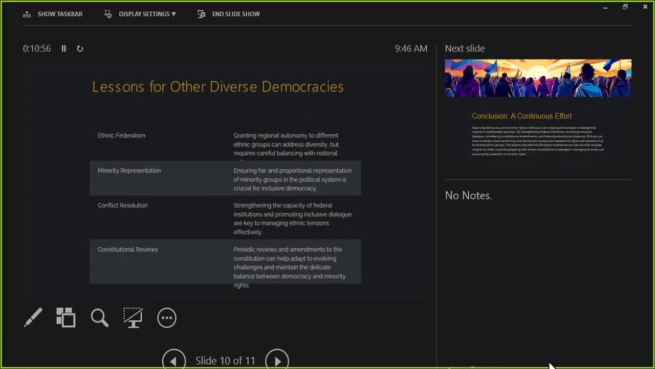Lessons from diverse democracies. I have listed ethnic federalism, minority representation. Minority representation is very critical, as I said before. Conflict resolution: as we are diversified on different ethnic bases, conflict always occurs, so we have to resolve that. Constitutional reviews: if it is necessary, we have to review the constitution to resolve conflicts, and that's what I have for today. Thank you so much for having this time.